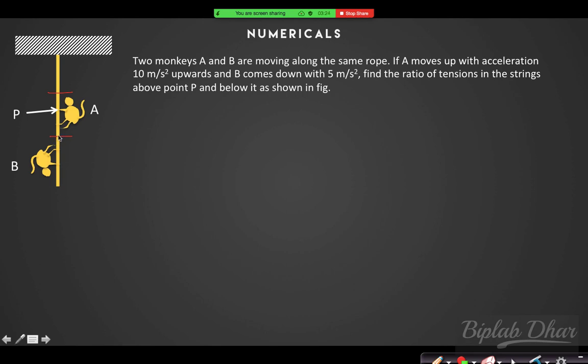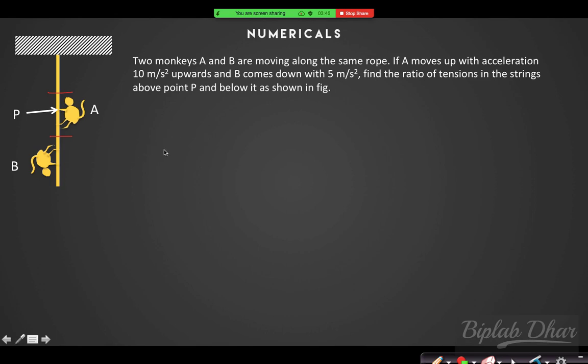Why are the tensions different? Because now there is a monkey hanging here and another monkey hanging here with that rope. Right. So let us now try to draw the free body diagram of this portion of the rope.